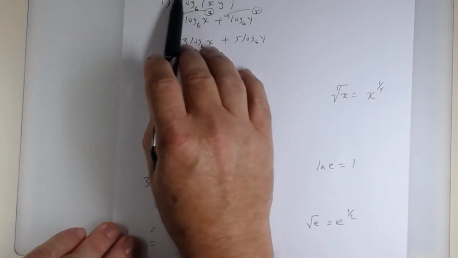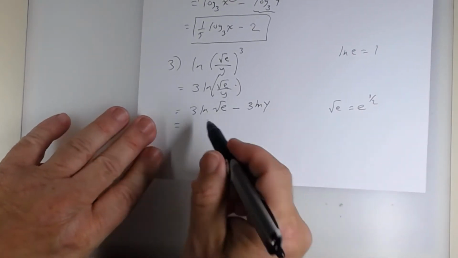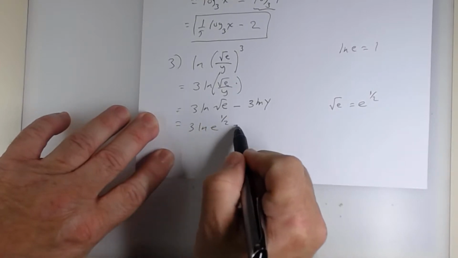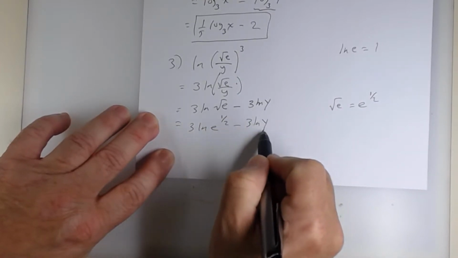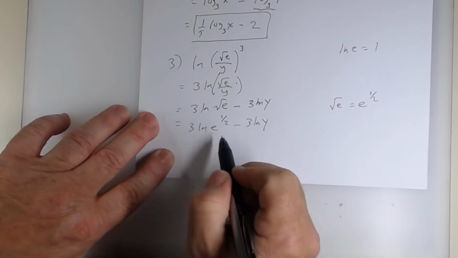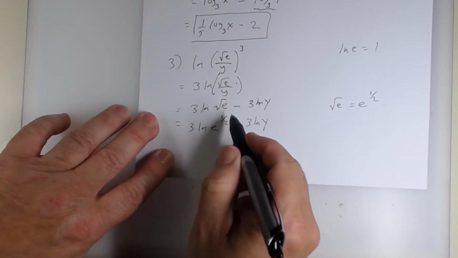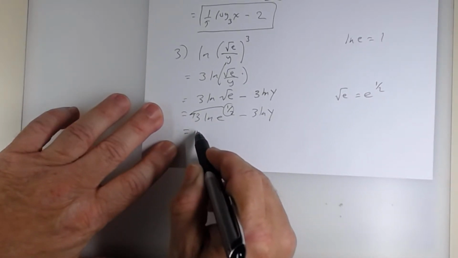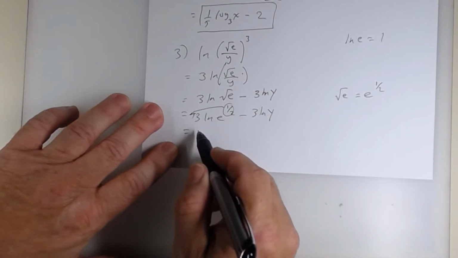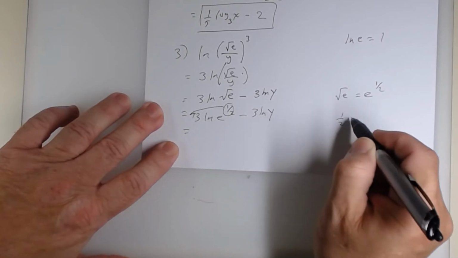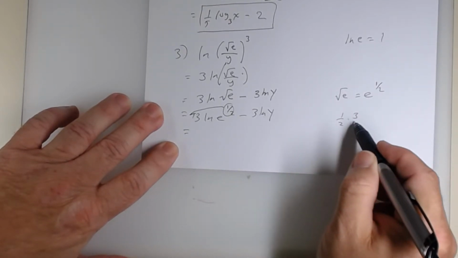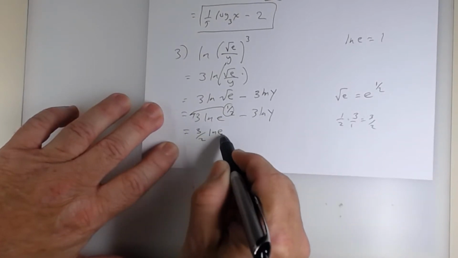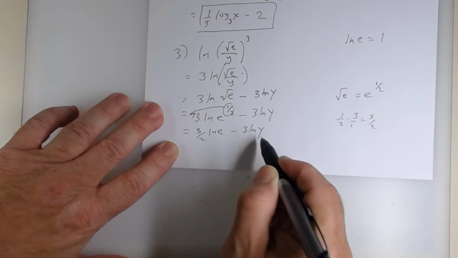Remember, the direction says simplify as much as possible. So you have 3 natural log of e to what power? 1/2, minus 3 natural log of y, correct? That's right. Now, what else can I do to this 1/2? You can move the power. The power rule. So what's 1/2 times 3? 3/2. 3/2 times the natural log of e minus 3 natural log of y.